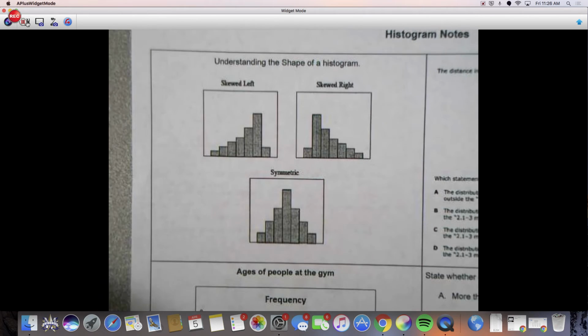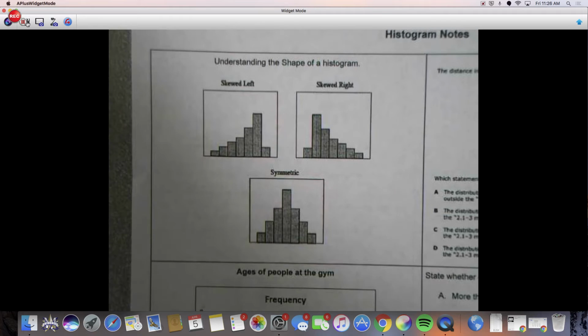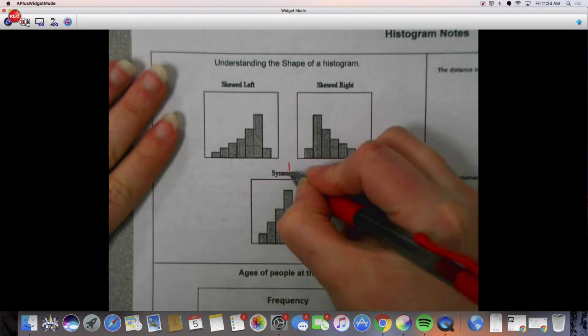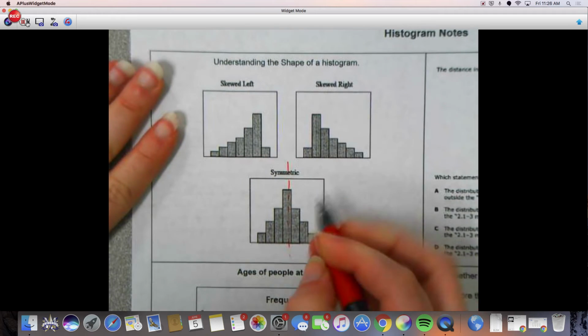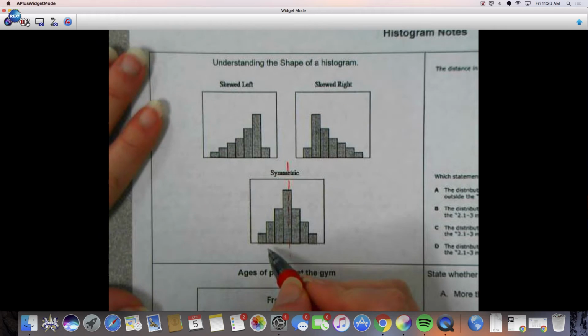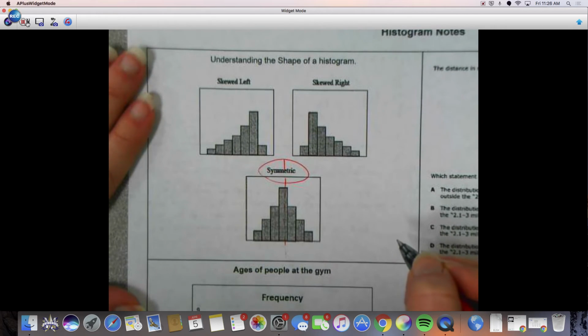You know the word symmetrical basically means it's a mirror. They're matching on one side and the other. So if we were to split this down the middle, it would be basically identical to the other side. Okay? That's what makes it symmetric.